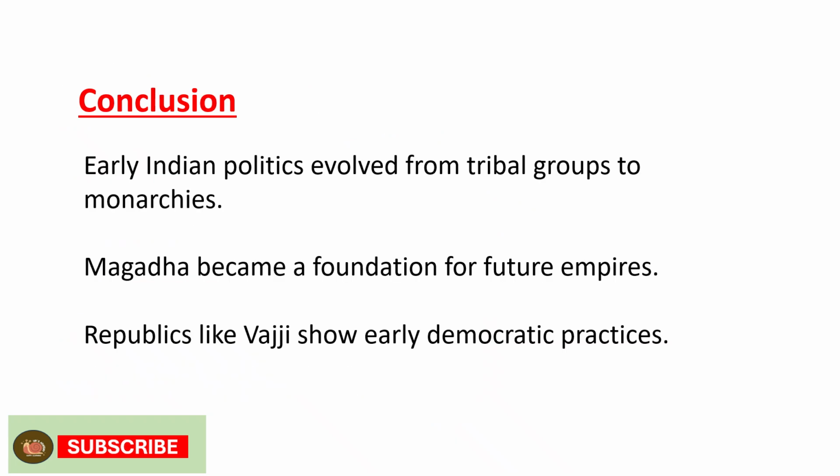From this chapter, we can clearly understand that early Indian politics evolved from tribal groups and monarchies. Magadha became a foundation for future empires. Republics like Vajji show early democratic practices. These are the main important topics we learned from this chapter.